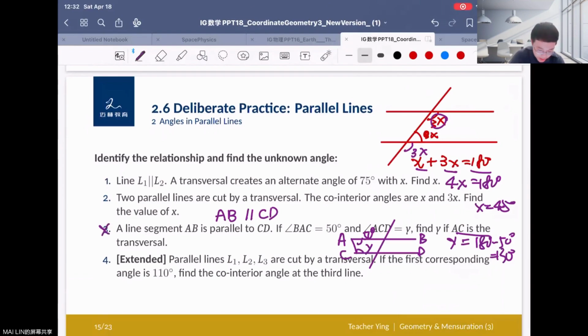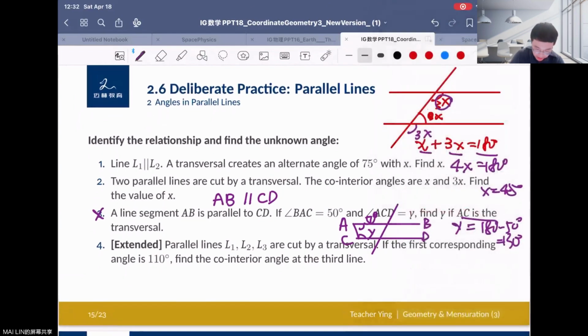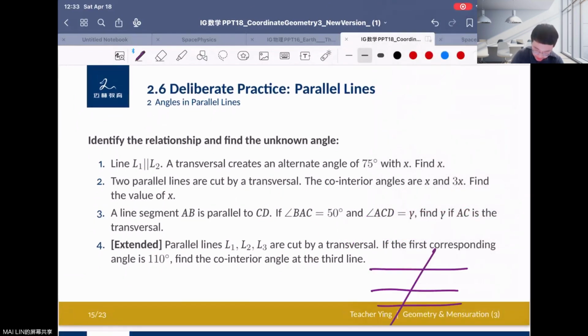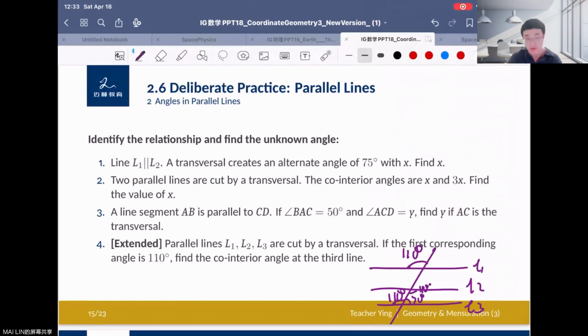For problem four, three parallel lines L1, L2, and L3 are cut by a transversal. If the first corresponding angle is 110 degrees, find the co-interior angle at the third line. This angle is 110 degrees, so this angle is also 110 degrees. The interior angle at the third line is 70 degrees, because 180 minus 110 is 70 degrees. Their sum is 180 degrees.